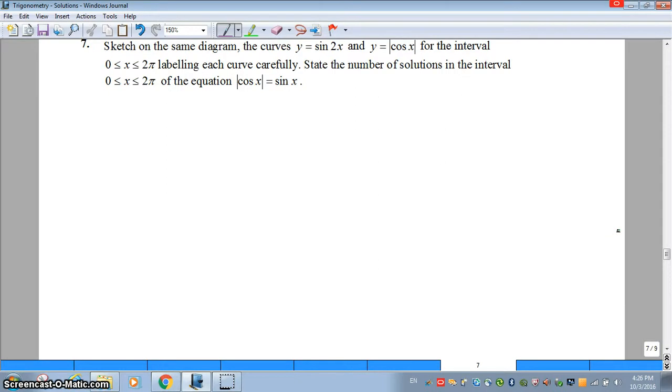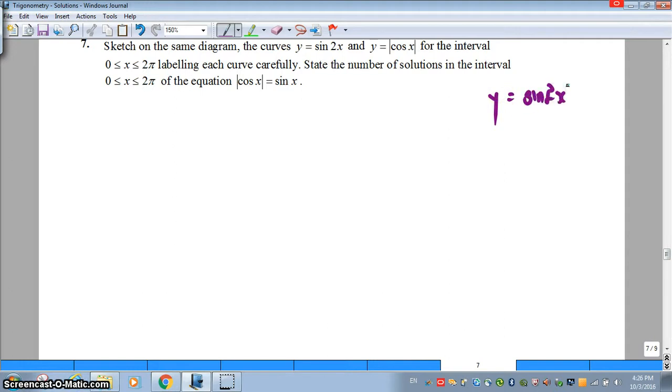Okay, in guided example 7, you are required to sketch on the same diagram two different curves in the interval from 0 to 2 pi. Let's read the question very carefully. First thing, for y is equal to sine 2x.